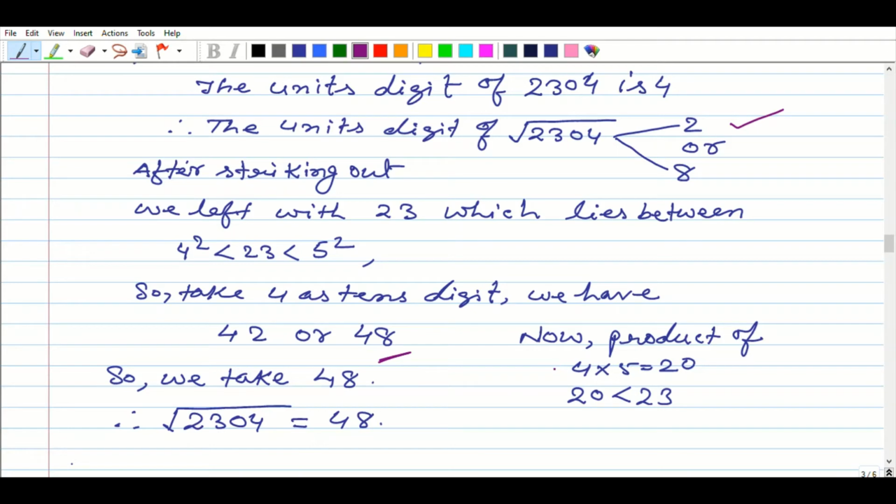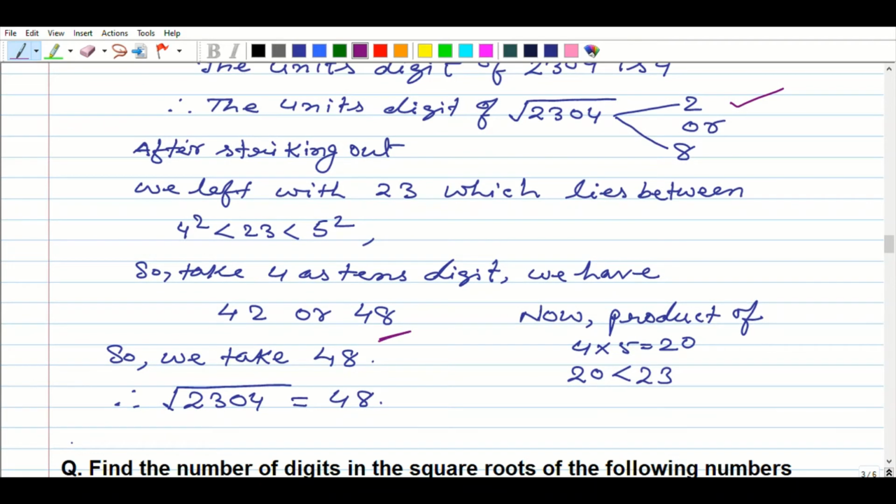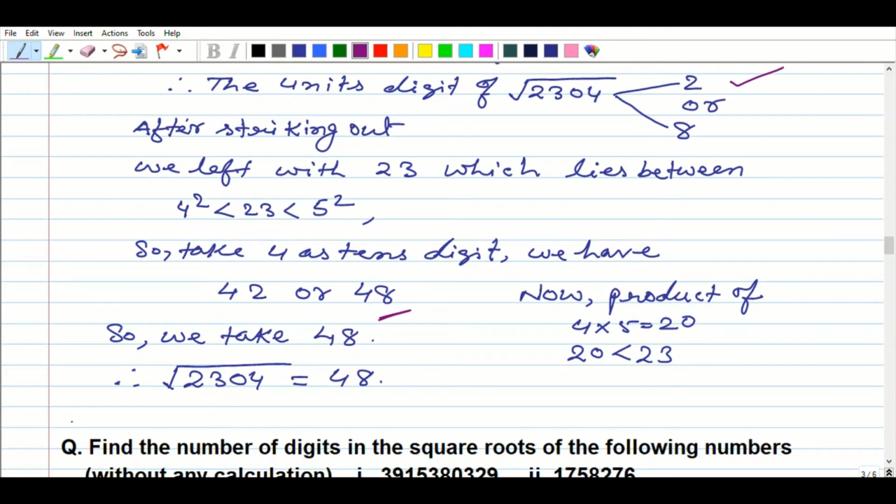Now the next question. Find the number of digits in the square root of the following numbers without any calculation, right? So the number of digits we are going to find, because the next method we will use is the division method. So it's required to know that.